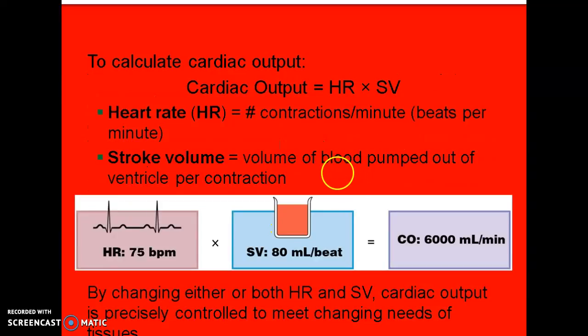So cardiac output is equal to heart rate, the number of contractions per minute, which is probably 60 to 70 to 80 for all of you, times the stroke volume, the volume of blood. By changing either the heart rate or the stroke volume, you're going to change cardiac output.